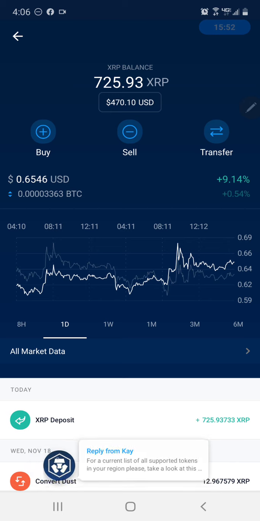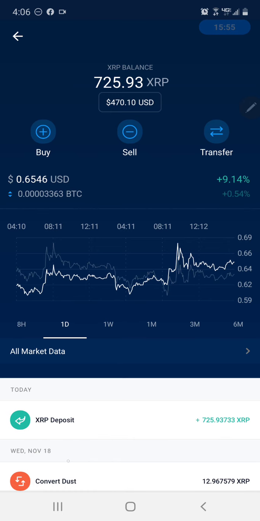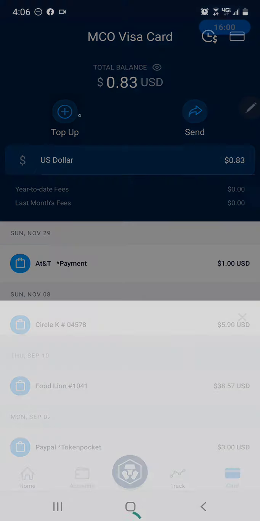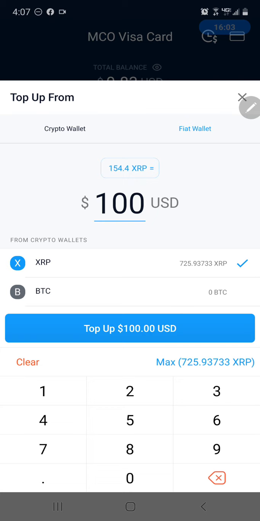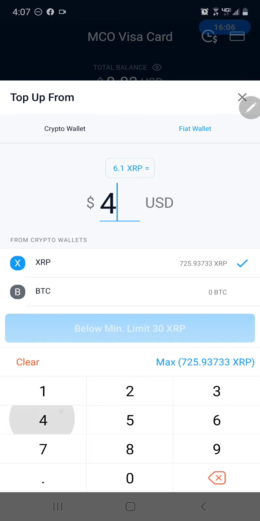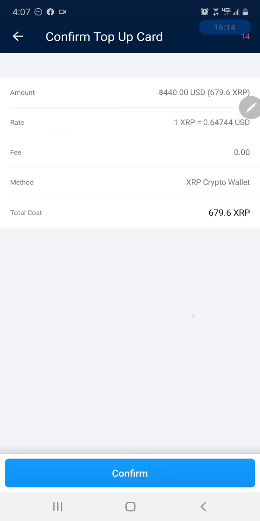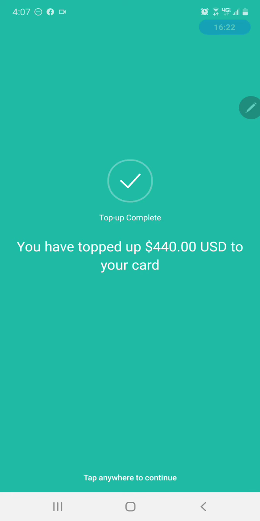So what we're going to do now, click on card, click on top up, and we're just going to type in how much we want to top it up with. And I'm just going to say 440 for right now. We're going to keep the rest of it liquid. I'm going to top it up. It's going to confirm it. You can see right there, total cost tells you in XRP. And then you click confirm. I'm going to enter this. All right, and the top up was complete, and we're ready to use this card to basically make everyday purchases.